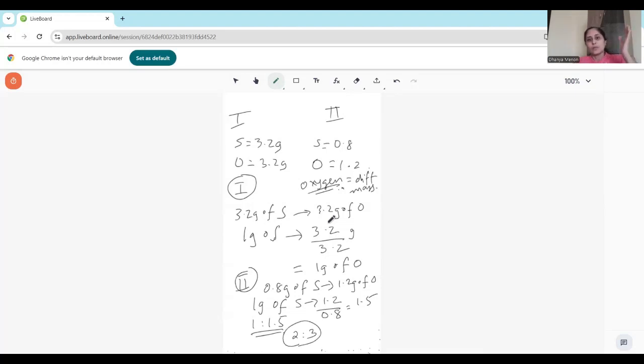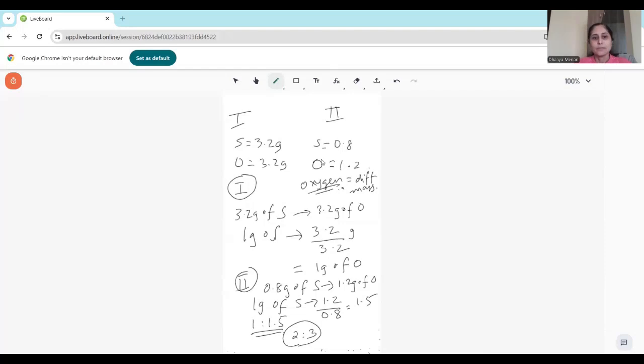So here in this case, they gave you the masses of the reactants, but they didn't tell you which one is fixed. So we can just fix one of them. And then prove that the two different masses of oxygen are in a simple whole number ratio. Let's check out one more example. Hope this is clear for you.